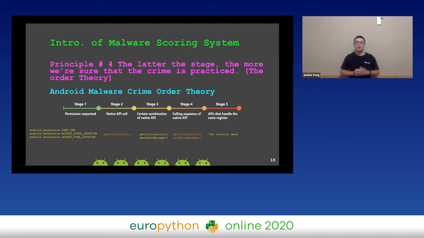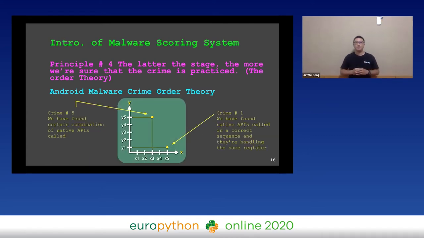For example, if a malware tries to send out your location data by using SMS, in stage 1, we would check if related permission is requested by the malware. And then we would check if the key native API is called. And in stage 3, we would see if certain combination of native API exist. And then we will check if the APIs are called in a specific order. Finally, we check if the APIs are handling the same register.